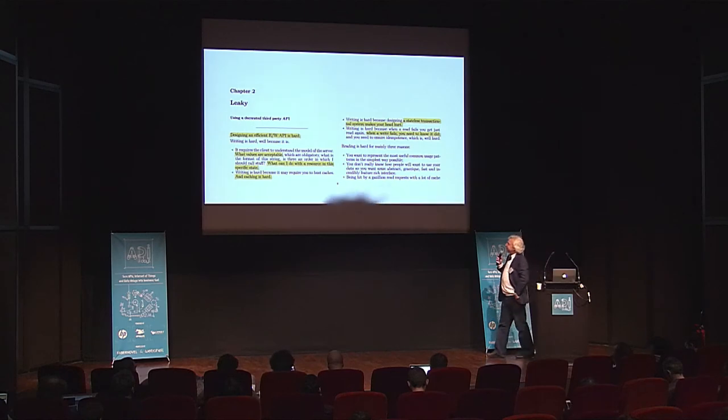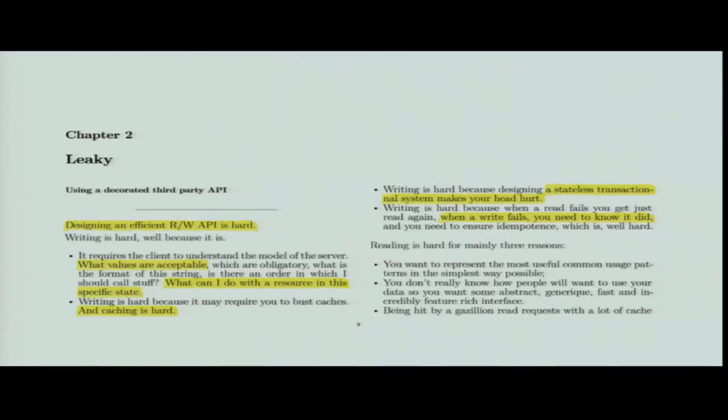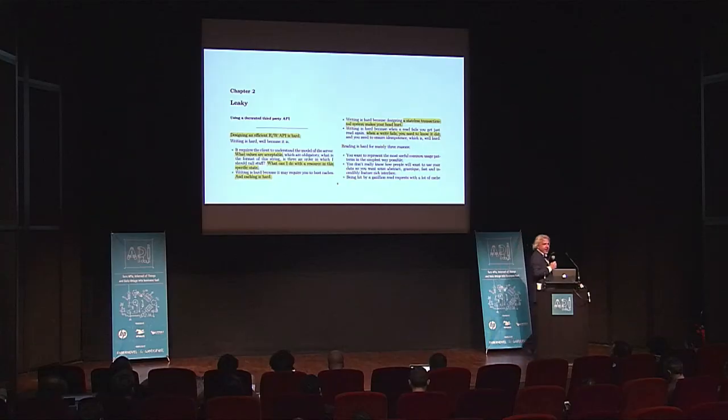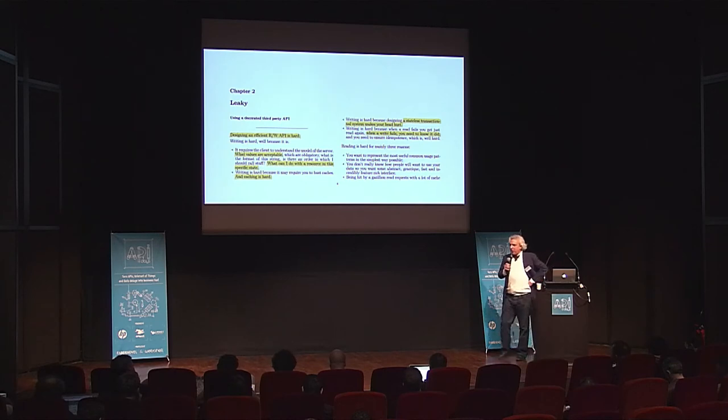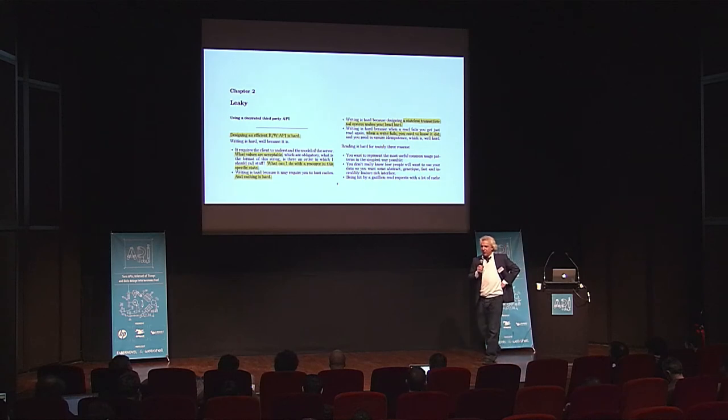Next one. So this is a very bad one. So I call it leaky. And the thing is that designing, and I'm kind of going to contradict myself, and maybe not, designing an efficient read-write API is something that is going to be very hard. And it's going to be very hard because writing, well, is hard as we've seen. When we write, usually we don't have caching, so I need to have a system that resists the billion calls I'm going to have.